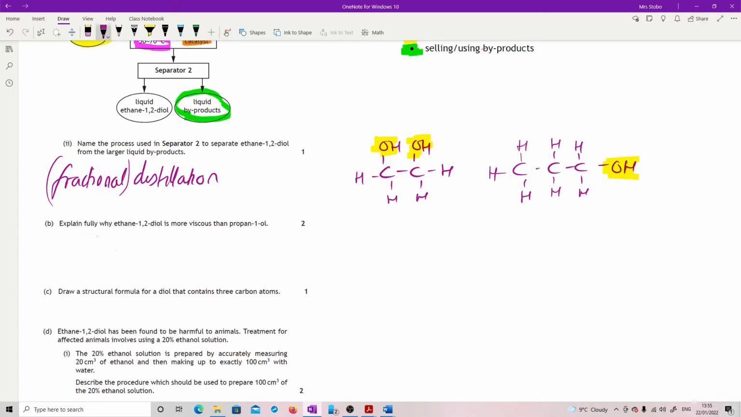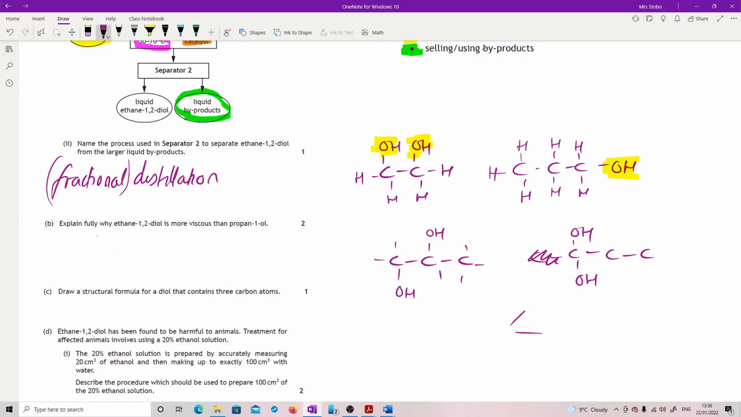4C, draw a structural formula for a diol that contains 3 carbon atoms. That's basically anything that's right. So 3 carbon atoms, I could just go for 3 carbon atoms and stick hydroxyl groups on 2 of them. Or I could put them on the same one and either have this way round, or I could have that as the 3.